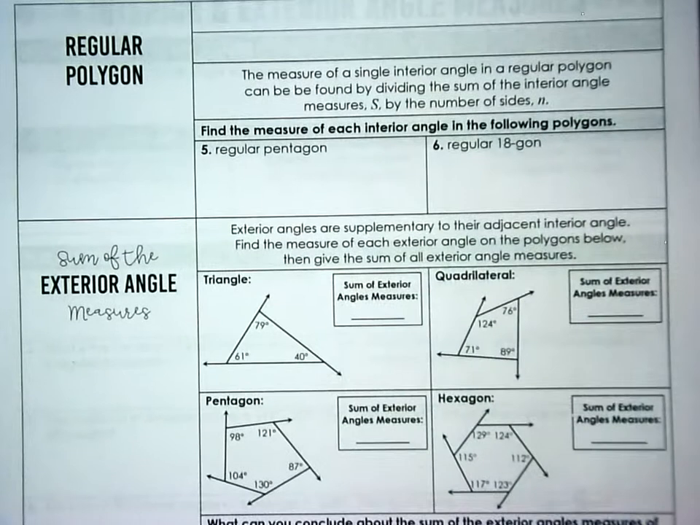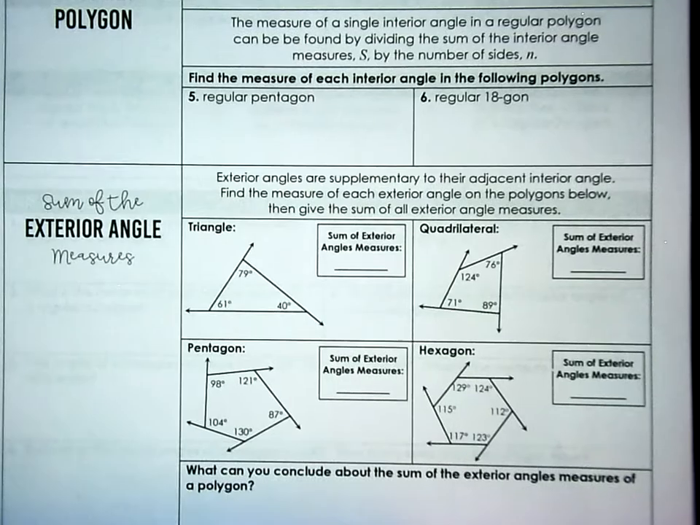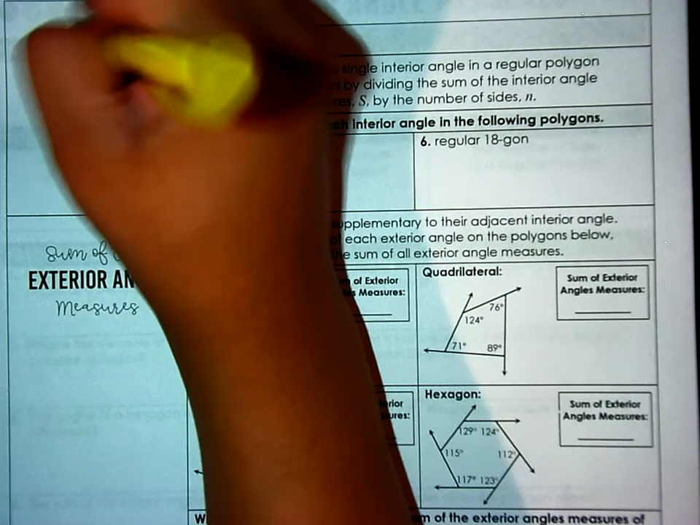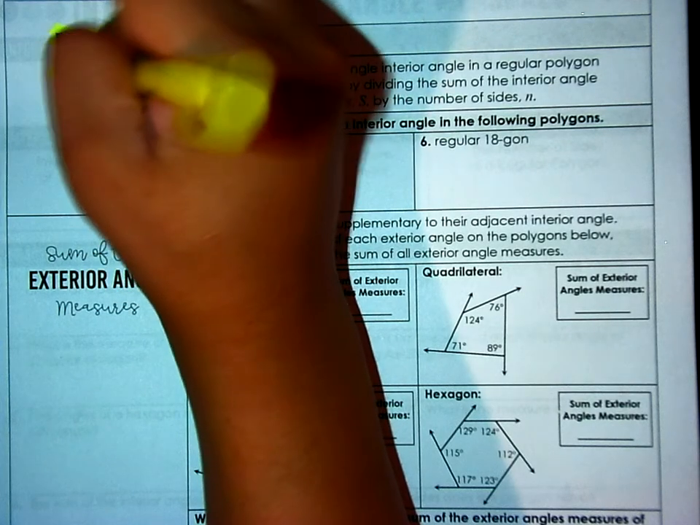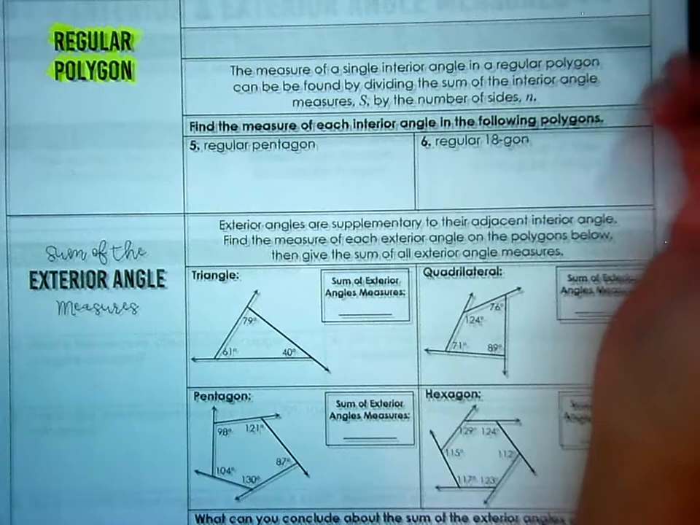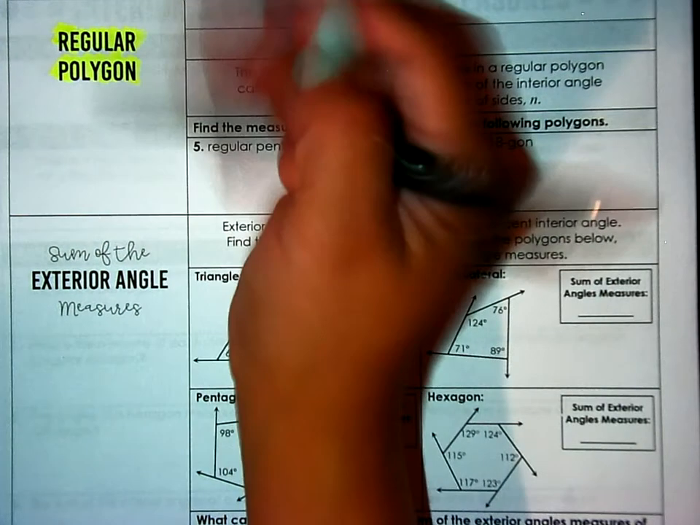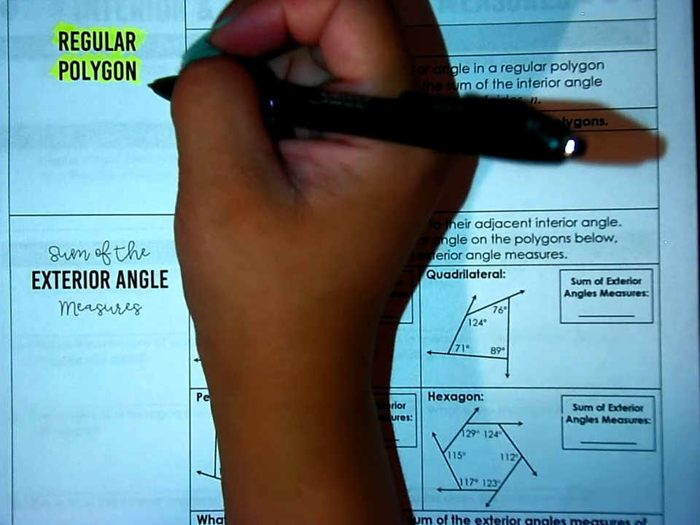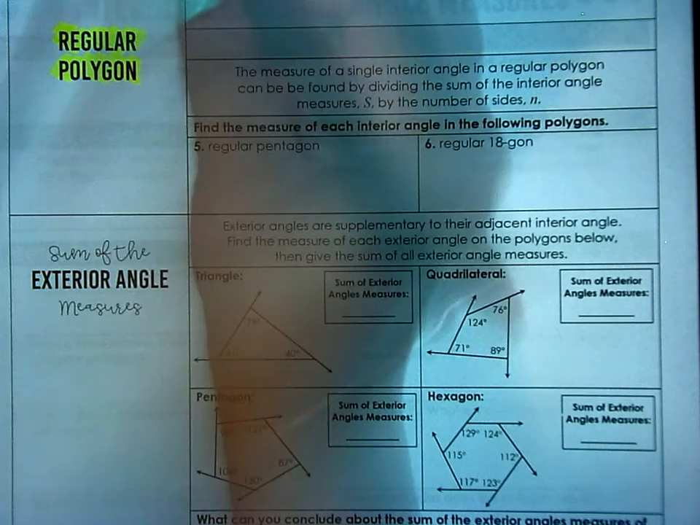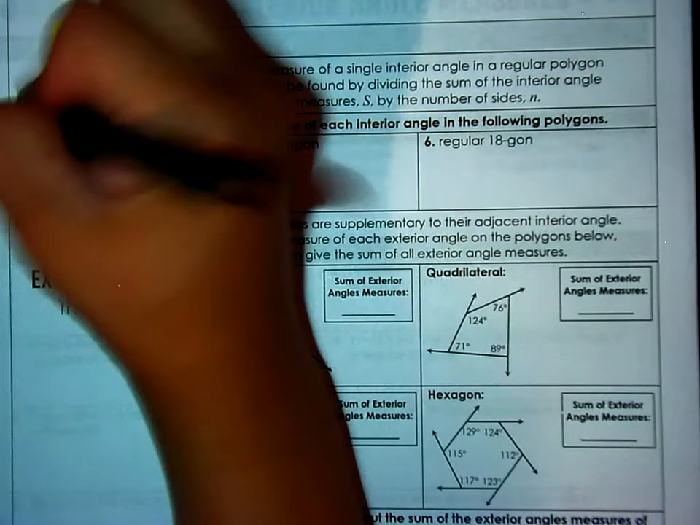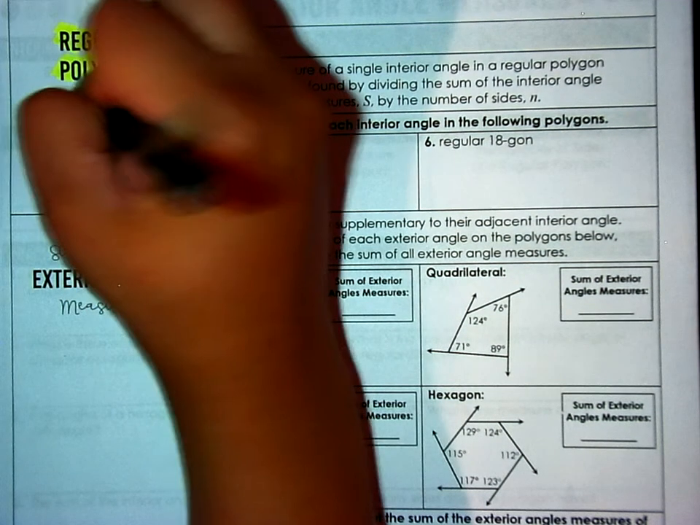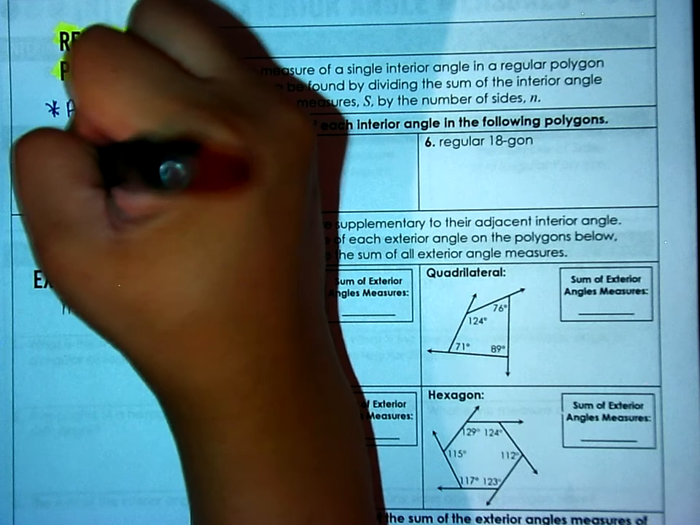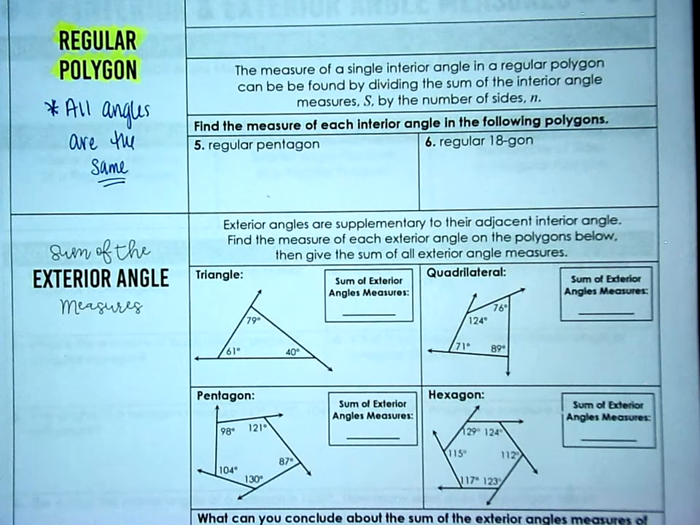Okay, so what about a regular polygon? Sorry, not a regular-gon, a regular polygon. So what makes it regular? That's a fancy way of saying, and it tells you here, but I'll write it over here as well, it's a fancy way of saying that all of the angles are the same. I'm just going to shorthand here: all angles are the same. Okay, they're the same value.